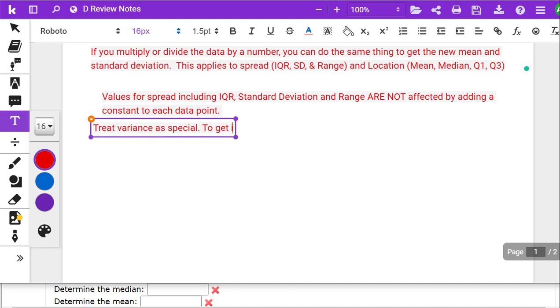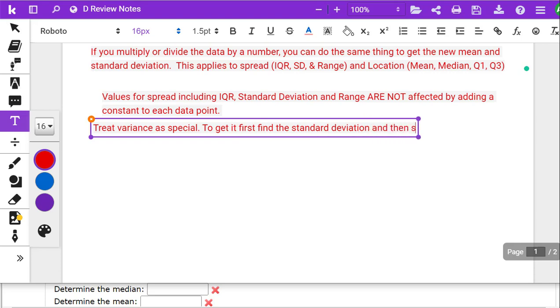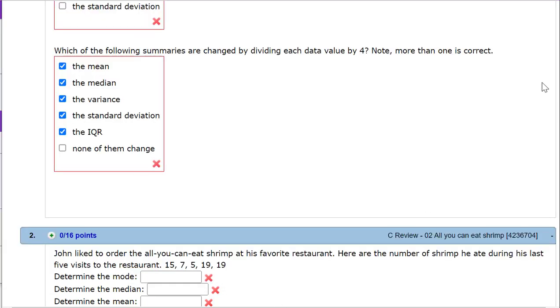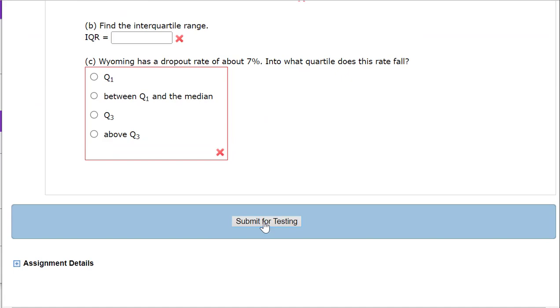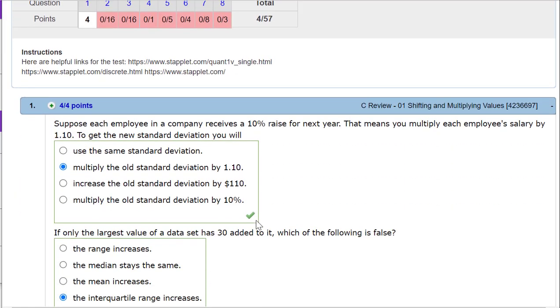To get it, first find the standard deviation and then square it. All right, so make sure you do that. Okay, so I'll go ahead and submit that. And we got all our points there.